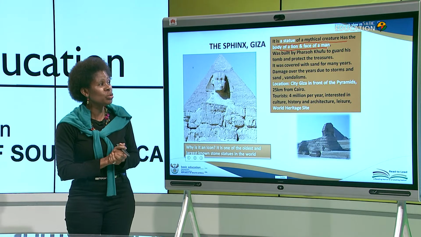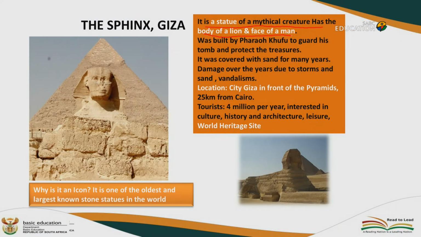Damage over the years due to storms and sand and also vandalism. Remember we were saying an icon is able to withstand destruction. This is one of the icons that sustained the destruction, the damage, and also vandalism by us tourists.